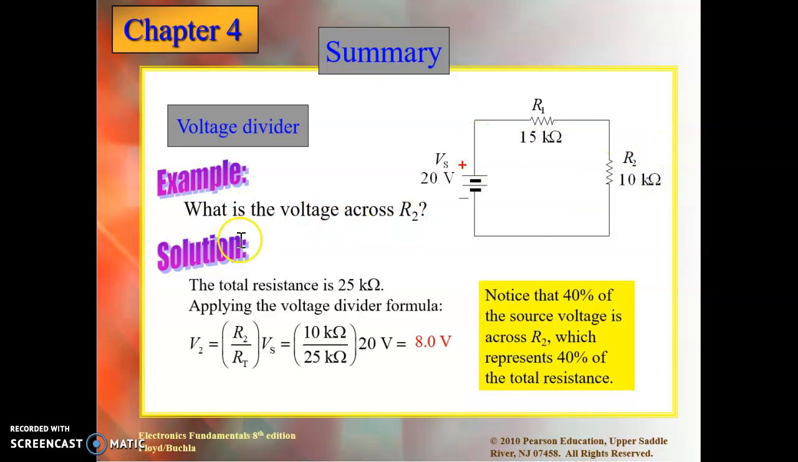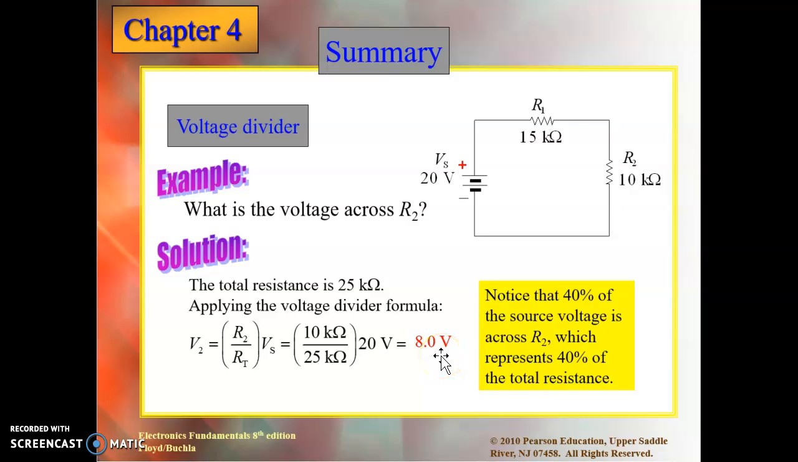The voltage divider says that the voltage across the resistor of interest is the resistor of interest divided by the total resistance of that branch, in this case the total circuit, multiplied by the voltage source. So the resistance of interest is 10K, the total resistance is 25K, multiplied by the source, which is 20 volts, so we get 8 volts.